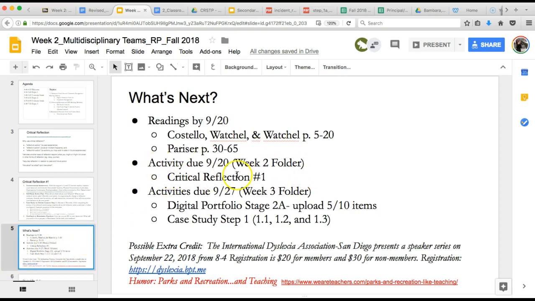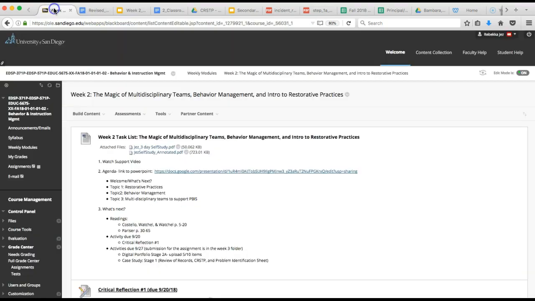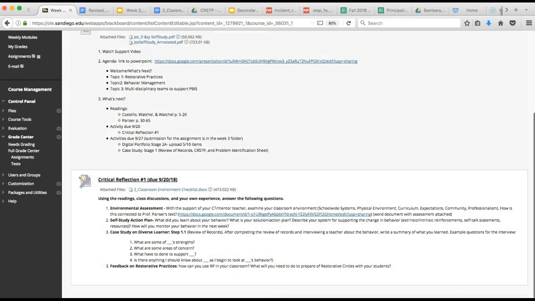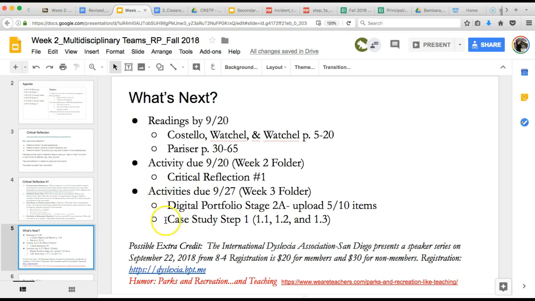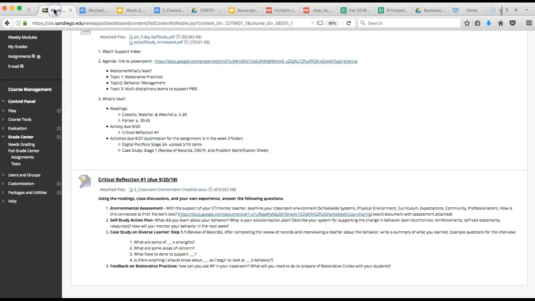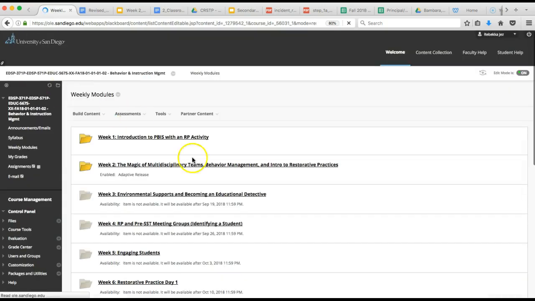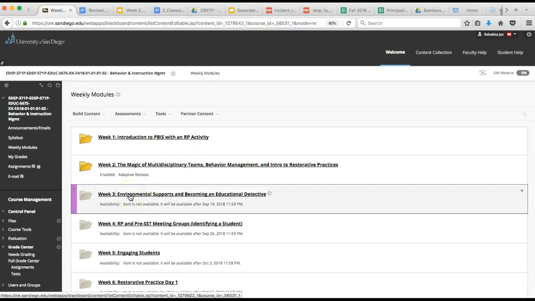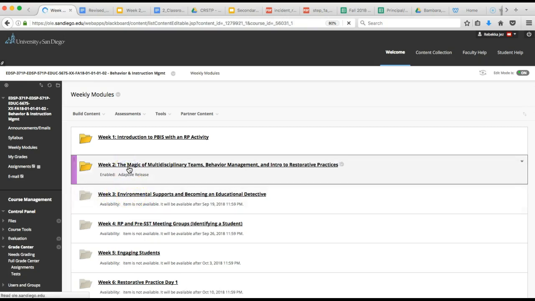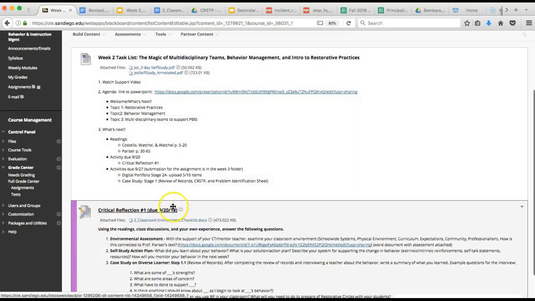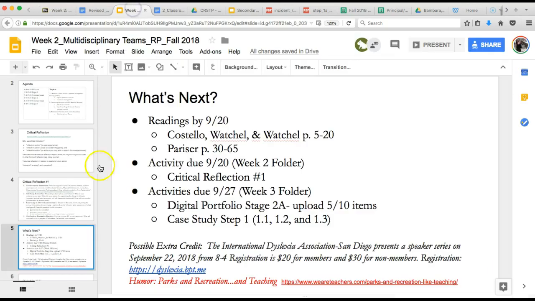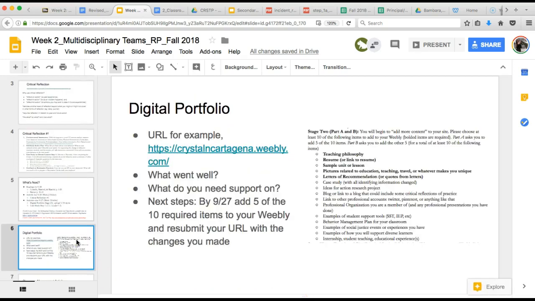activities. As I mentioned, next week is when the critical reflection is due, and you're going to turn it in right here in the week 2 folder. And then also, as I mentioned, you're going to turn in your next stage of the digital portfolio and also the case study, and you're going to do all 3, 1.1, 1.2, and 1.3, on the 3rd week. So let me show that to you right now so that you know exactly where you're going to be turning this in. Now, notice you do not have access to this yet, but it'll be in week 3. So you'll click on that, and just like we have a homework assignment here, you'll have a homework assignment in week 3 next week. So that's where those will go. And then, I mentioned the possible extra credit and this link to the Parks and Recreation and how it's like teaching. Let's keep going.